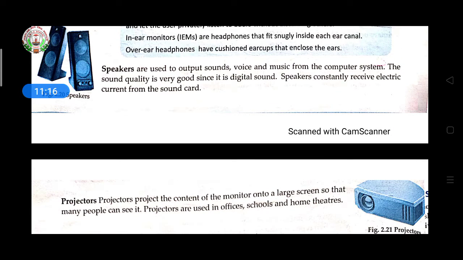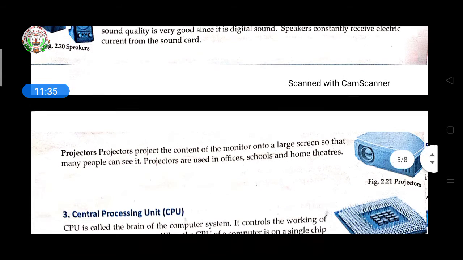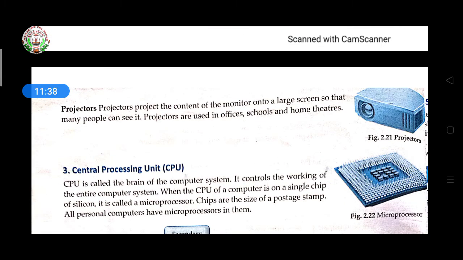Then speakers are used to output sound, voice and music from the computer system. So speakers, you know, if you want to listen to music, if you are playing music on the computer, you are able to hear the music with the help of these speakers. Then projectors project the content of the monitor on a large screen so that many people can see it. Projectors are used in offices, schools and home theaters. So a projector means if you want to see a particular video or images in a large view, we are using a projector.